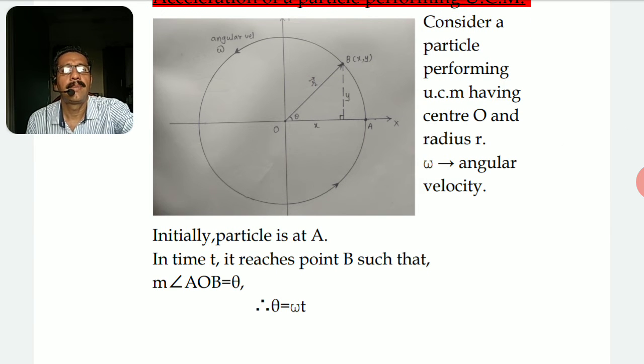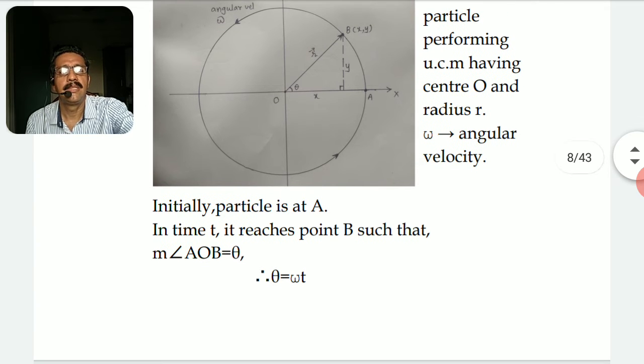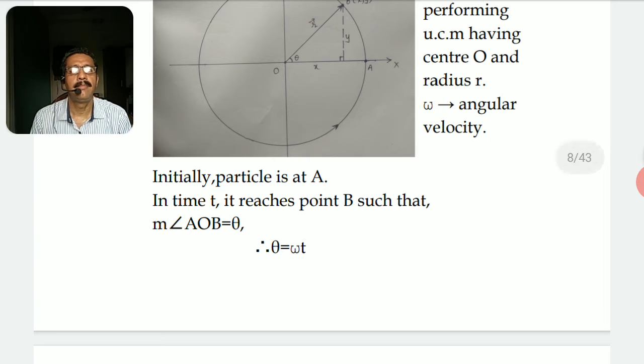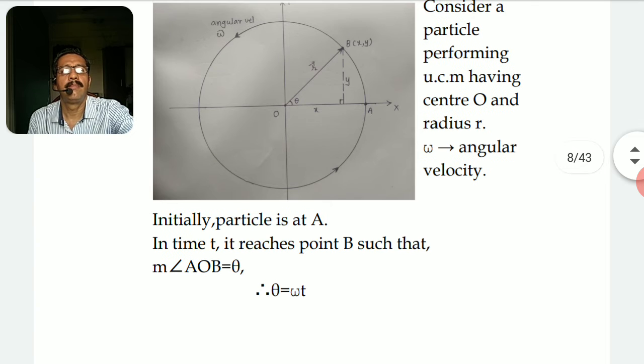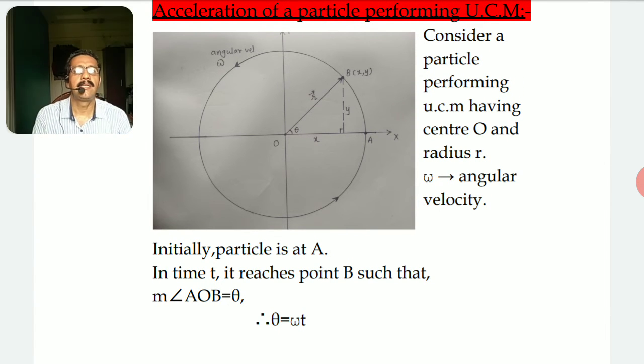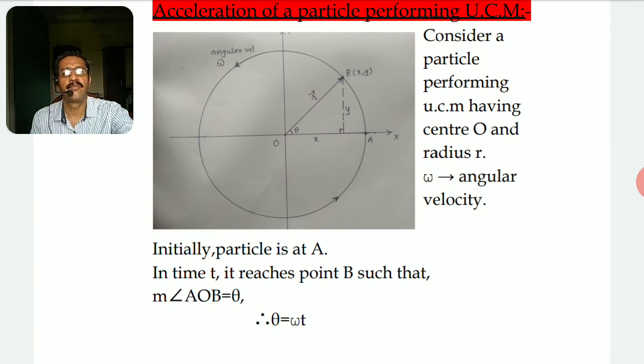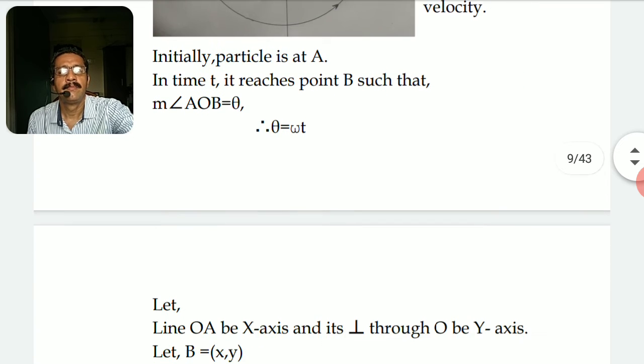If I consider the particle to be initially at point A, I'll consider time t equal to 0 at that instant. After time t, the particle reaches some other point called B, where the coordinates of point B are x comma y, such that the angular displacement, angle AOB, is equal to theta. Of course, it has to be equal to omega t.